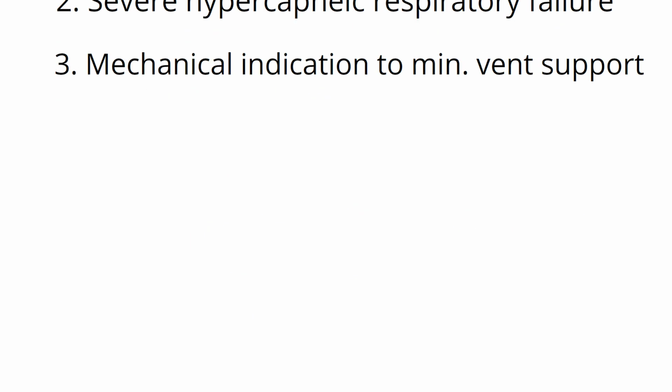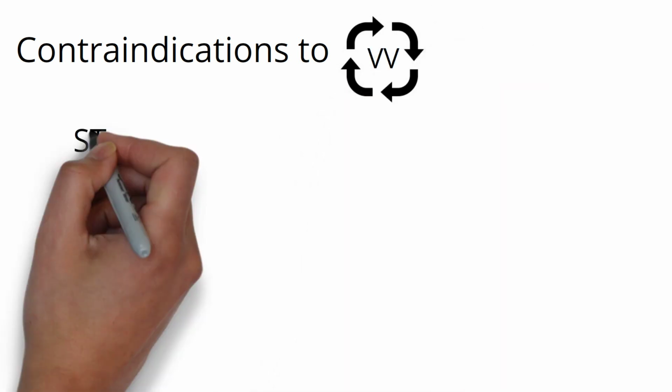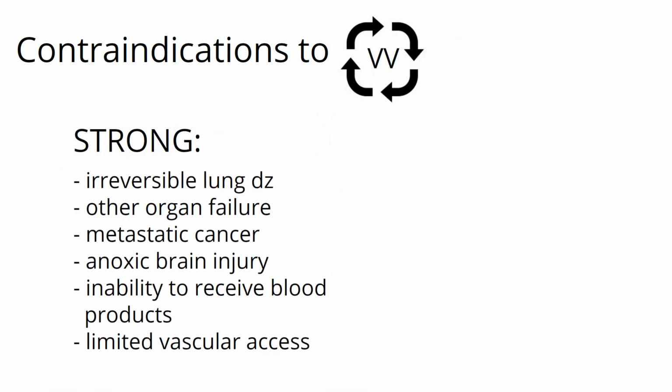We should also understand that there are some important contraindications of VV ECMO. Some of the strong contraindications include irreversible lung disease in patients that are not transplant candidates, severe or irreversible disease of another organ system that is unlikely to benefit from VV ECMO, such as metastatic cancer, multisystem organ failure, or anoxic brain injury, the inability to receive blood products, or limited vascular access.